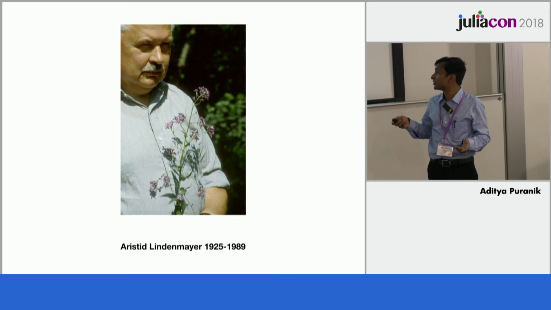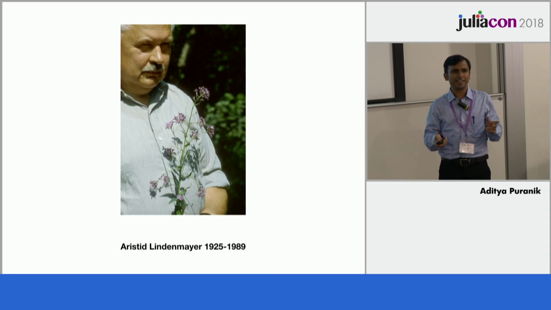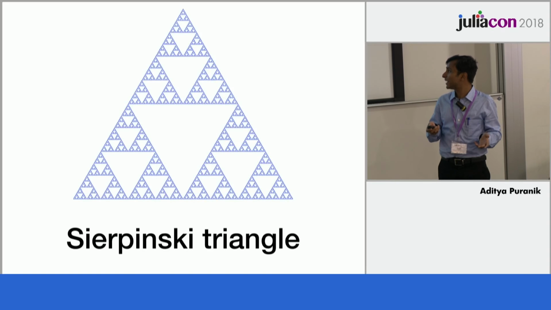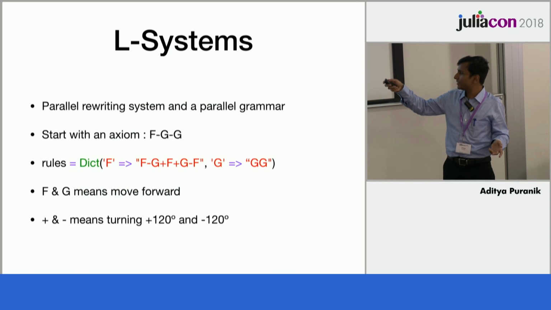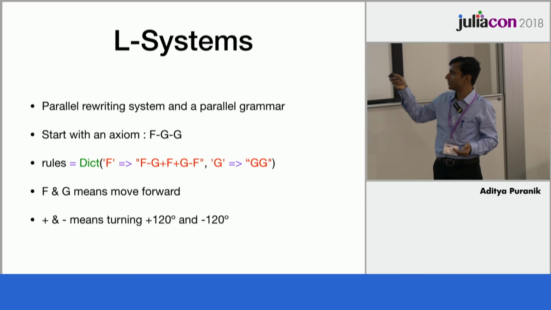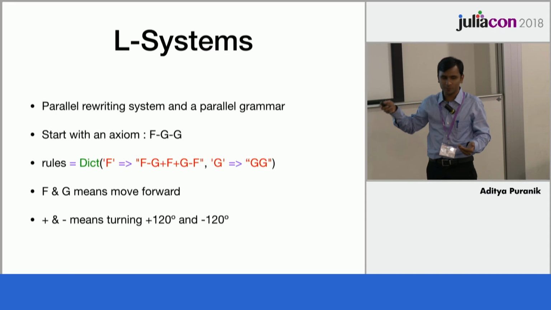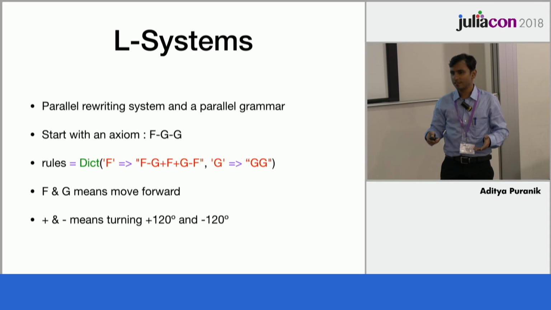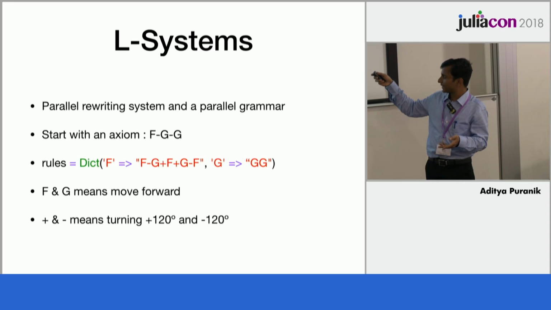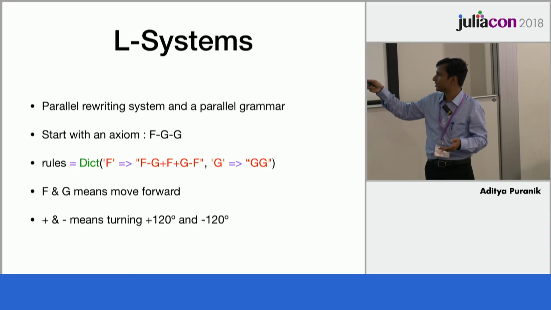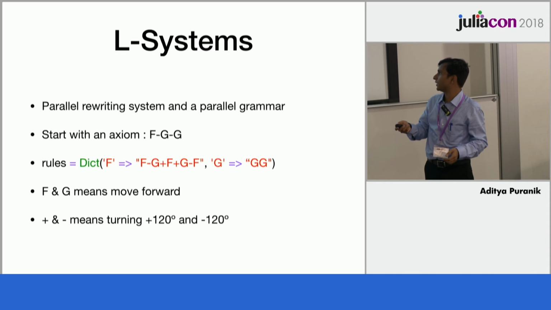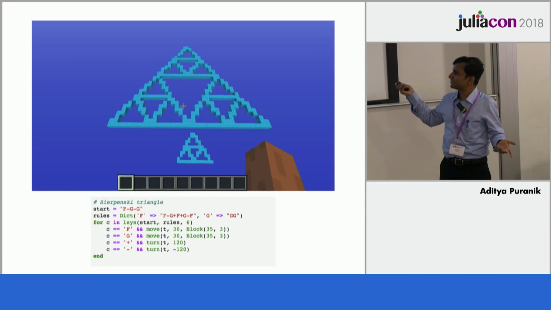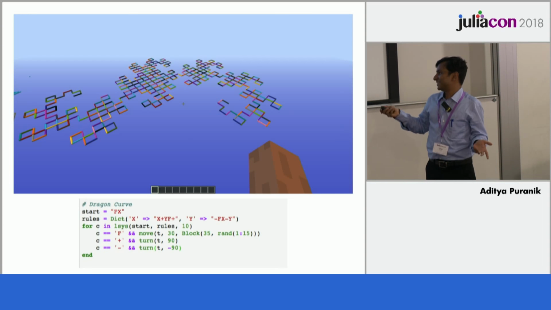Another great advantage of having a 3D turtle is L-systems. Aristid Lindenmayer, a Hungarian botanist, came up with the idea that you can express fractals as a formal grammar. So we can actually implement those formal grammars. Like I'm going to show you, this is the Sierpinski triangle. You have a dictionary, you have some rules, you have an initial axiom, and as you apply these rules in parallel, you keep getting more complex sentences. Each character represents a particular function: F and G mean move forward, plus and minus mean turning 120 degrees, positive or negative. So we have this in Minecraft now. Then this is the dragon curve.